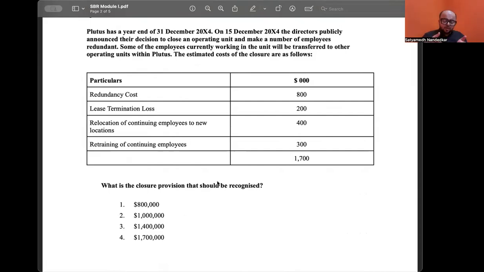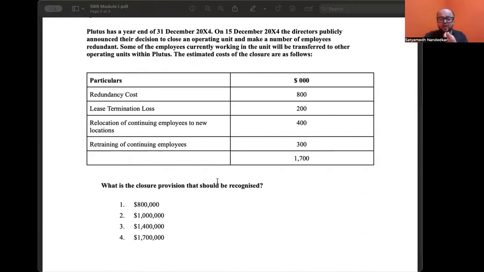Lease termination cost. Plutus was operating out of a location. Now it is planning to shut down that location. So maybe the lease agreement contains a clause which says that if you terminate the lease agreement before the due date, then you will have to pay us a certain amount. That amount is 200. Please understand that this amount came into existence because of the reconstruction or closure. Otherwise you would not have incurred this cost. So this cost relates exclusively with the termination of that particular line of business. So this cost will be included.